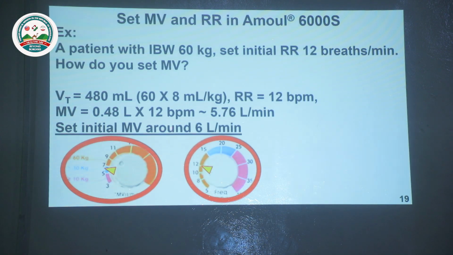And so after calculation, we know that we need to set minute ventilation around 6 liters per minute. So just adjust this knob to the scale over here, between 5 and 7. It means that you deliver 6 liters per minute of minute ventilation to the patient. And also adjust the frequency, this knob, to 12. So it means that you deliver a respiratory rate around 12.